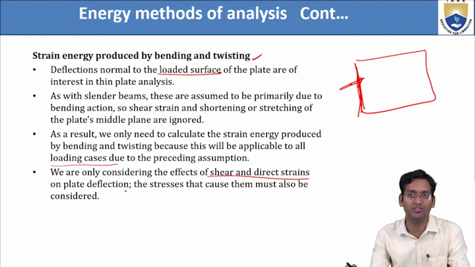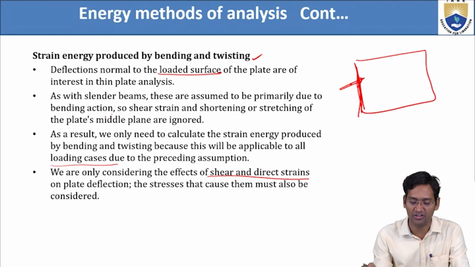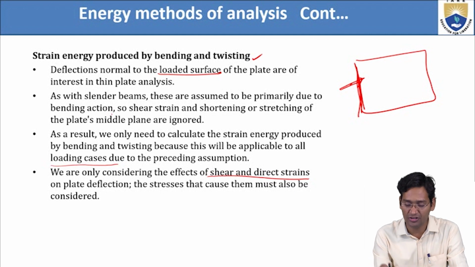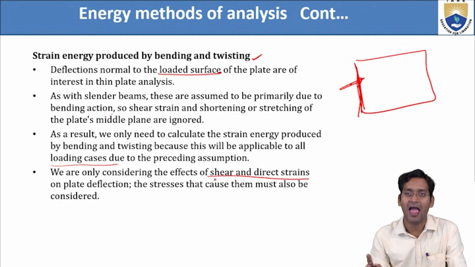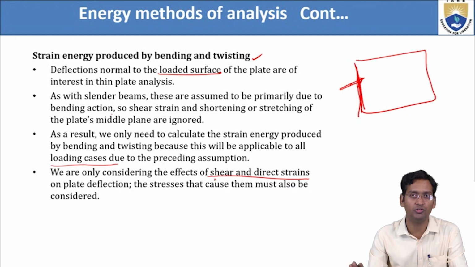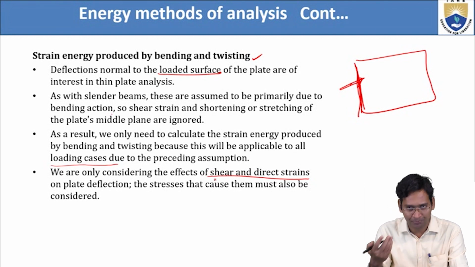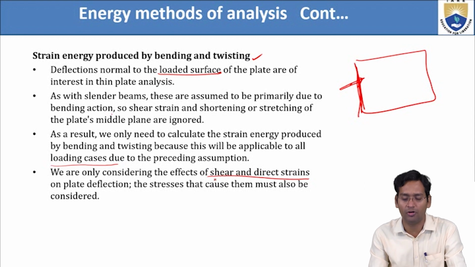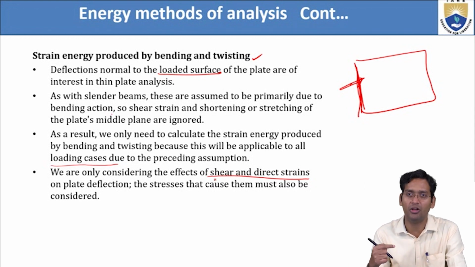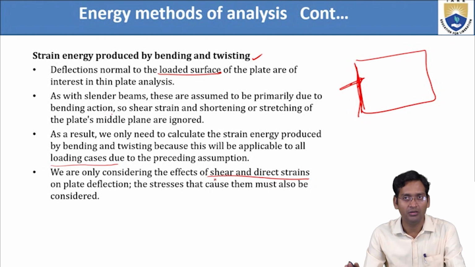The stresses that cause them must also be considered. That means the stresses because of which the shear strain is produced and the stresses because of which the direct strain is produced also need to be considered, because if we do not consider the shear stress, then shear strain is not possible. If we do not consider the direct stress, then direct strain will not be produced. Hence, we cannot find them. So if we want to find shear strain and direct strain, then we have to consider shear stress as well as direct stress.